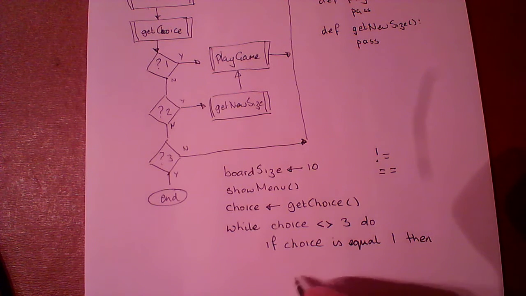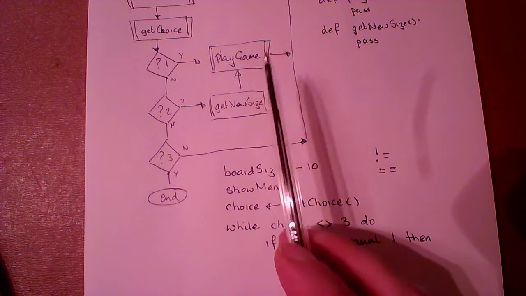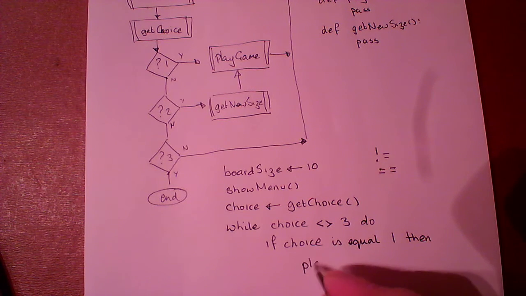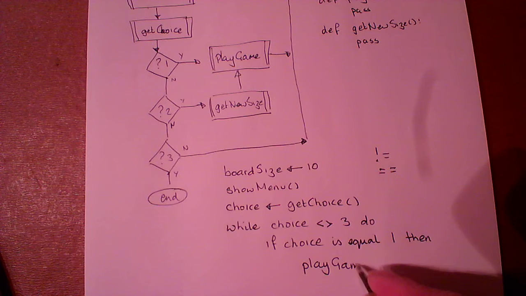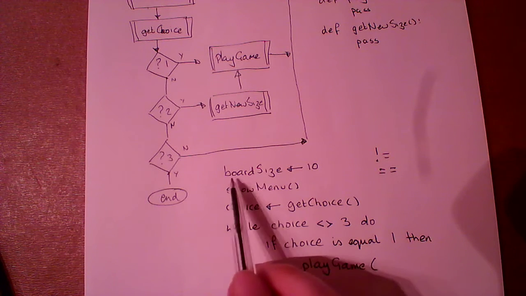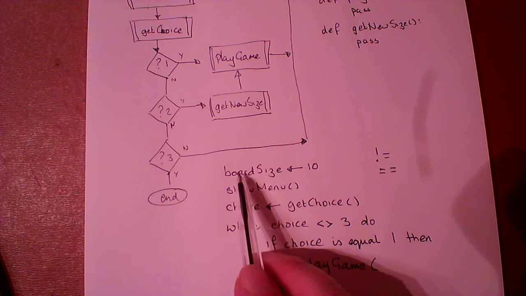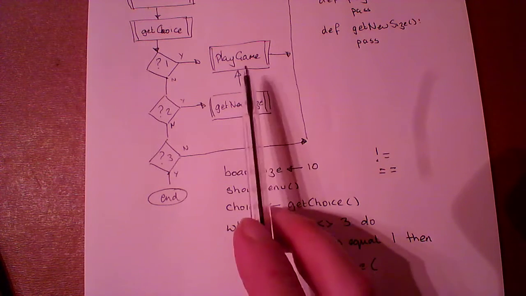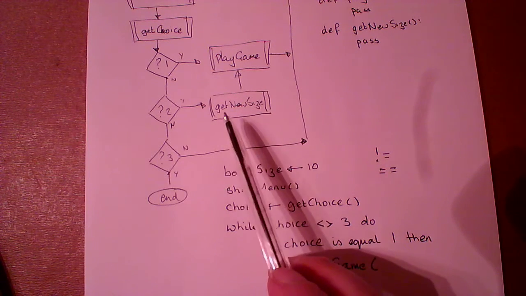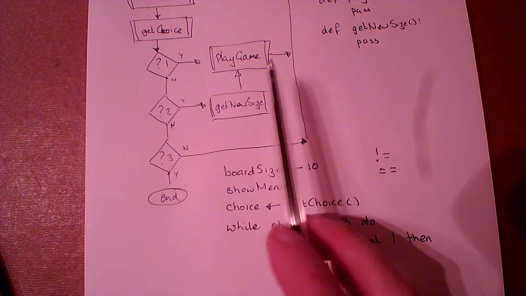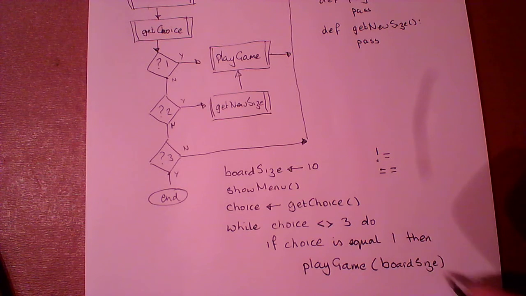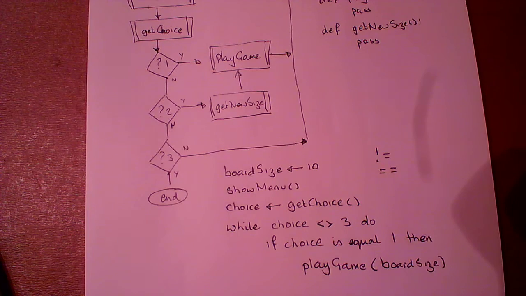Then what I want to do, if the choice is 1, I want to play my game. But I've got to do something rather special with it. I'm going to say play the game, but the game needs to know what the size of the board is. We're going to say let the board size equal 5, then play the game, or let the board size equal 12, then play the game. But playing the game, we need to know what the board size is. So I'm going to put board size in here, so it knows what size we are playing the game with. So that's the first one.